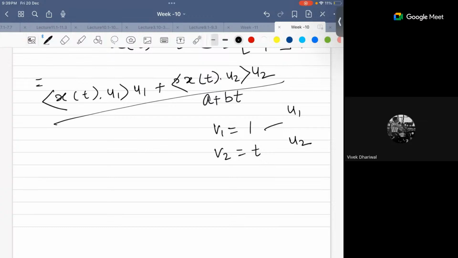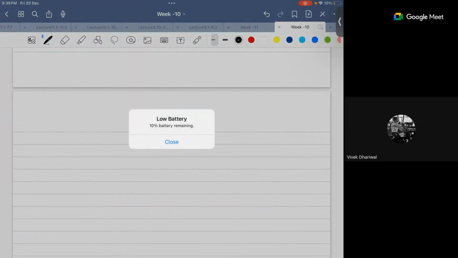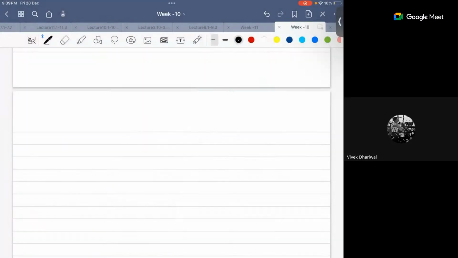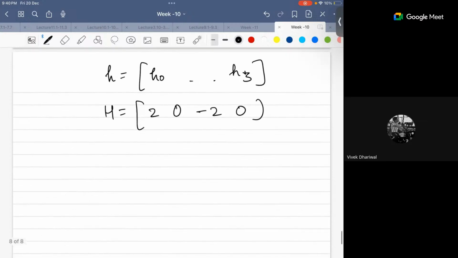Question number 5: you have considered the DFT with H given. Capital H is given as 2, 0, minus 2, 0 in the frequency domain. Now you have to calculate H naught. So what is the formula for H naught? Capital H.